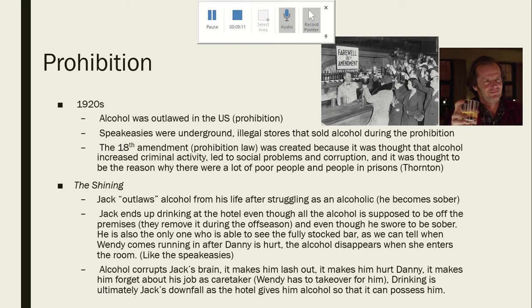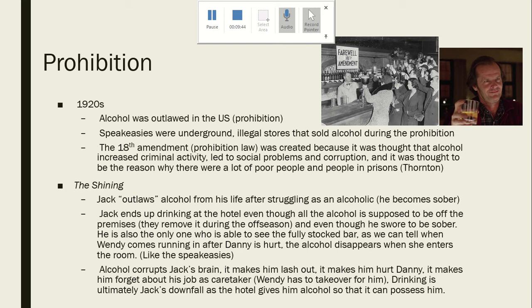Speakeasies are underground illegal bars that were created in the 20s as a way to illegally obtain alcohol, and people drank even when they weren't supposed to. Jack, in a sense, goes to a speakeasy when he meets Lloyd at the bar in the Gold Room after having a fight with Wendy and being upset with her, and he ends up drinking even when he's not supposed to, and even when the alcohol is said to be off premises, which is very similar to the 1920s with the speakeasies. The alcohol was illegal, and you weren't supposed to be drinking, but it happened anyway.